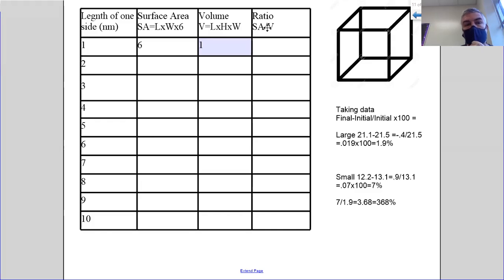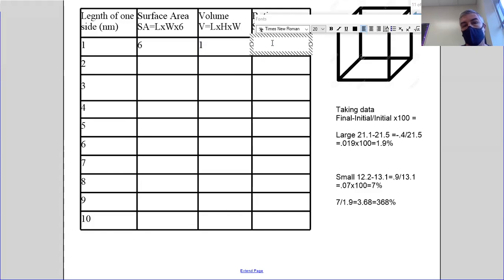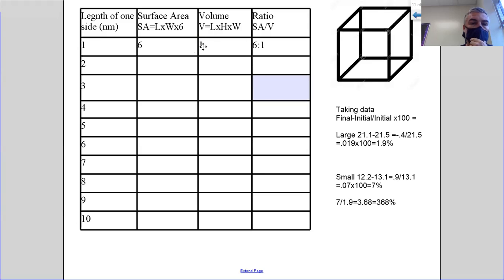To take care of the ratio, it's really straightforward. I want you always to think about volume as being the denominator. So volume is 1, and 1 divided by 1 is 1. I'm going to use that as my denominator, and surface area is my numerator. 6 divided by 1 is also 6. So this is a 6 to 1 ratio. It's pretty easy when you've got this already converted.